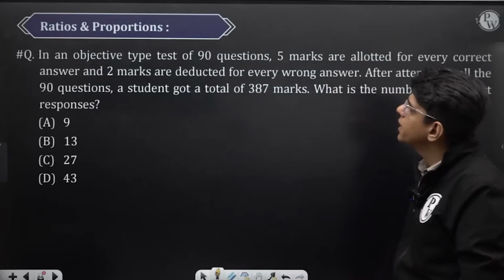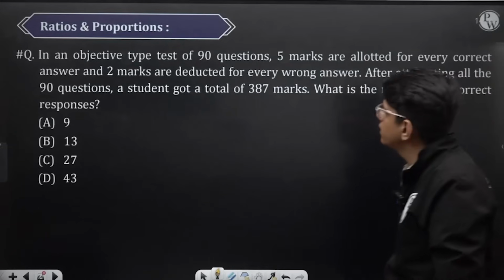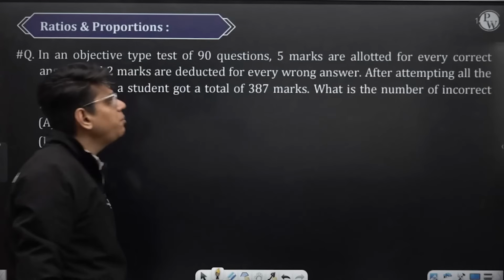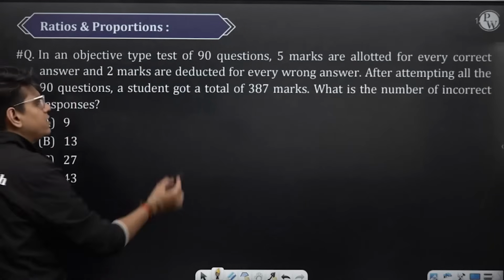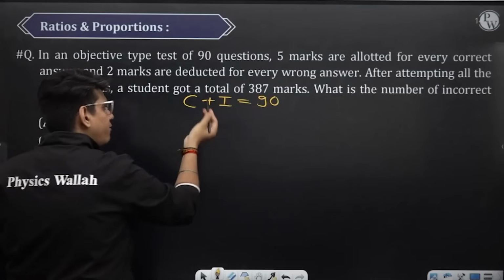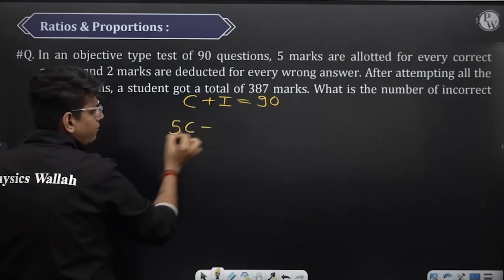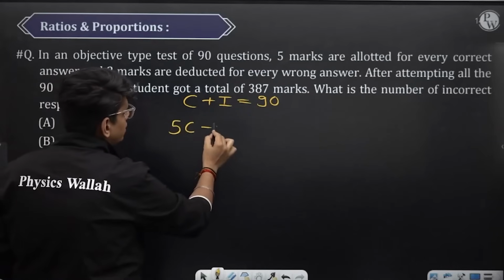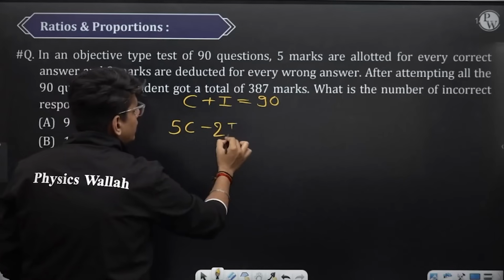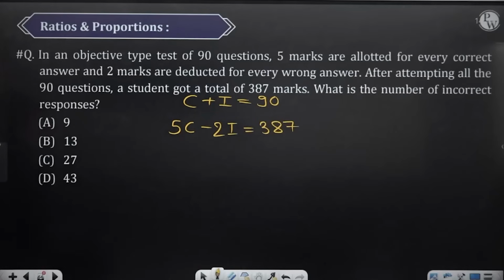Right? So in an objective type question of 90 questions, 5 marks are allotted for every correct question and 2 marks are deducted for every wrong answer after attempting all the 90 questions. That means correct plus incorrect questions equals 90. For every correct answer, he is getting 5 marks, and for every incorrect question, there is negative marking of 2. And this gives rise to the total marks. So 5C minus 2I equals the total.